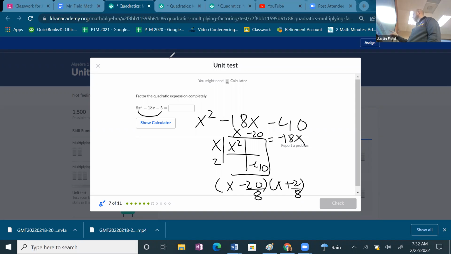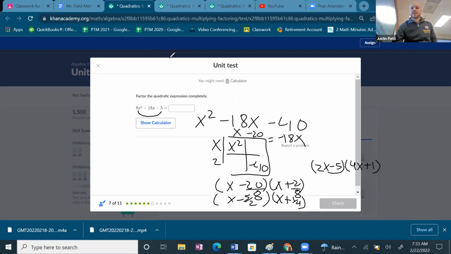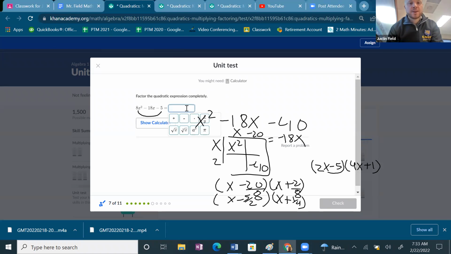All right, so now this is 1/4. And this is 4/10, 5/2. All right, so that would be 2x minus 5 and 4x plus 1. Okay. 2x minus 5, 4x plus 1.